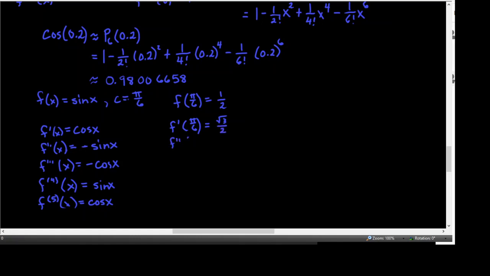Second derivative. The opposite of the sine of pi over 6 is negative 1/2. Third derivative, evaluated at pi over 6, negative cosine of pi over 6 is negative square root of 3 over 2. The fourth derivative, evaluated at pi over 6, is 1/2. And the fifth derivative, evaluated at pi over 6, is square root of 3 over 2.